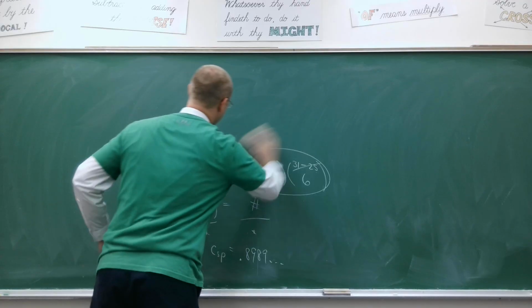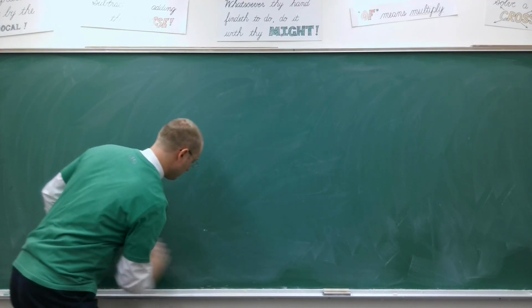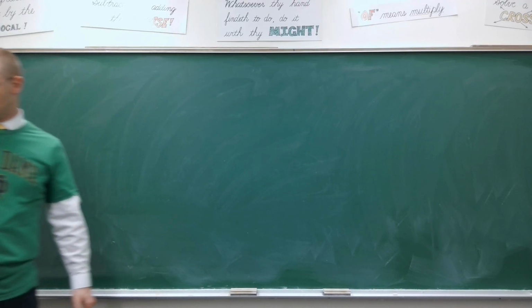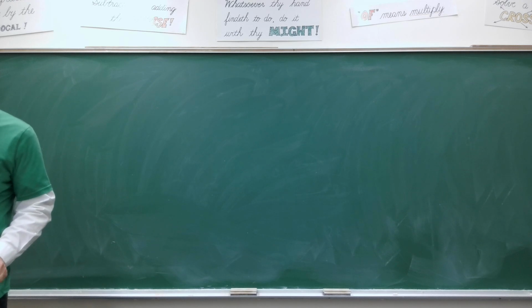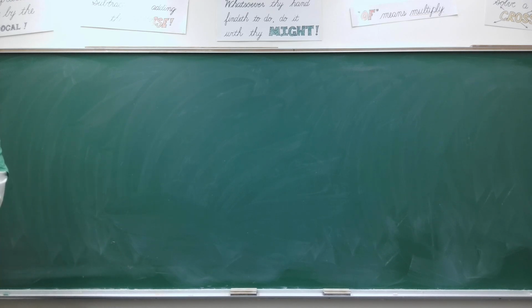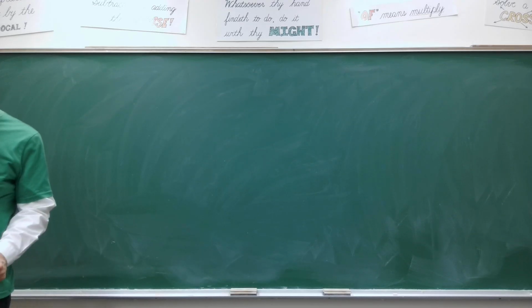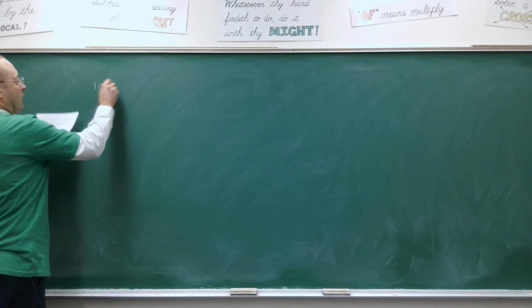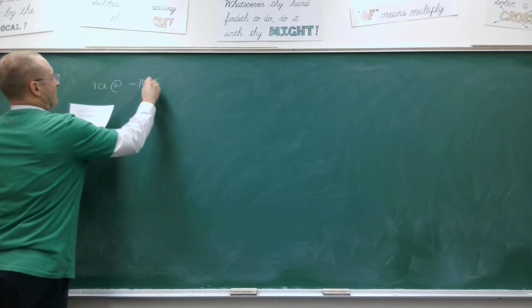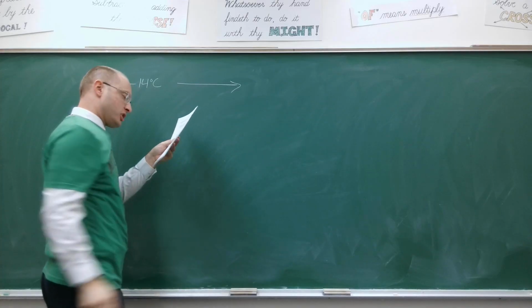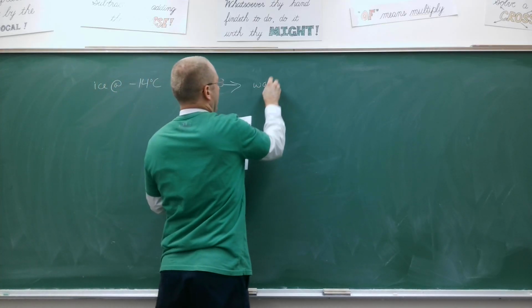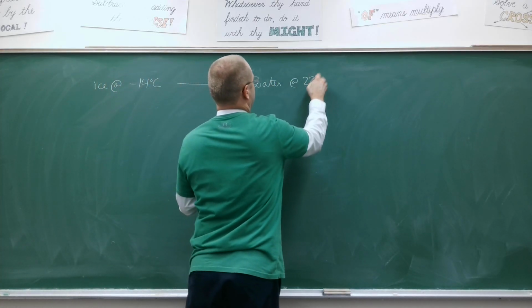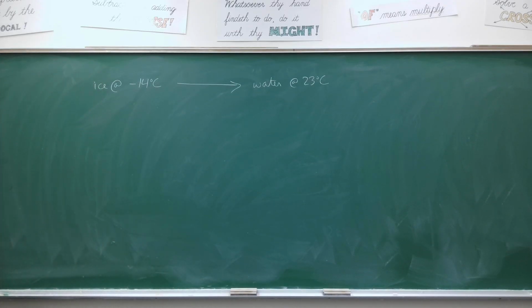A 27 gram ice cube at negative 14 degrees Celsius is taken from a freezer and put into an insulated cup. After a while, the cup holds 27 grams of water at 23 degrees Celsius. How much heat did the ice cube absorb? All right, so we've got an ice cube at negative 14 degrees Celsius. Eventually, it's going to become water at 23 degrees Celsius.